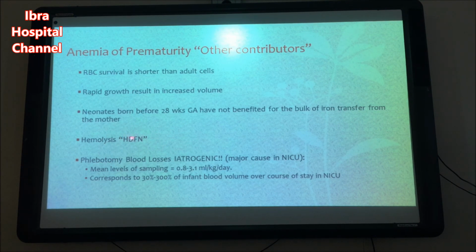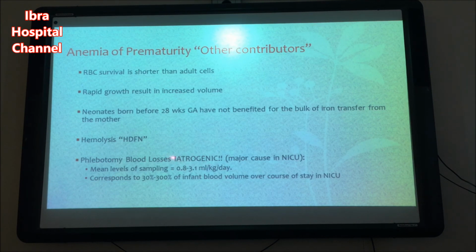This is when the mother develops antibodies that hemolyze and destroy the fetal red blood cells due to incompatibility between the mother and the father's blood. It can be ABO related, or it can also be Rh antigen related. This is a whole topic by itself, we can discuss it some other time.